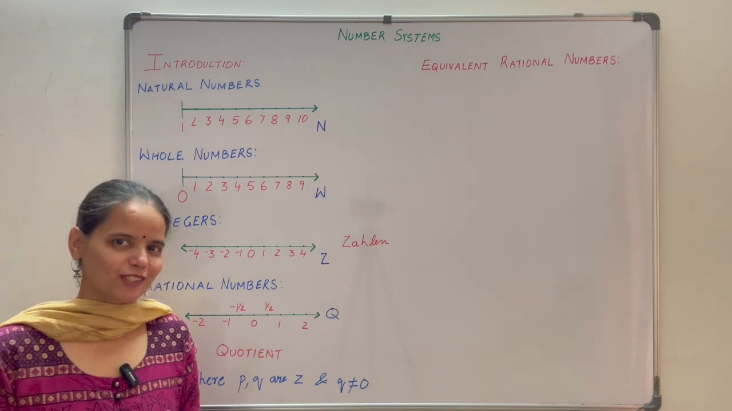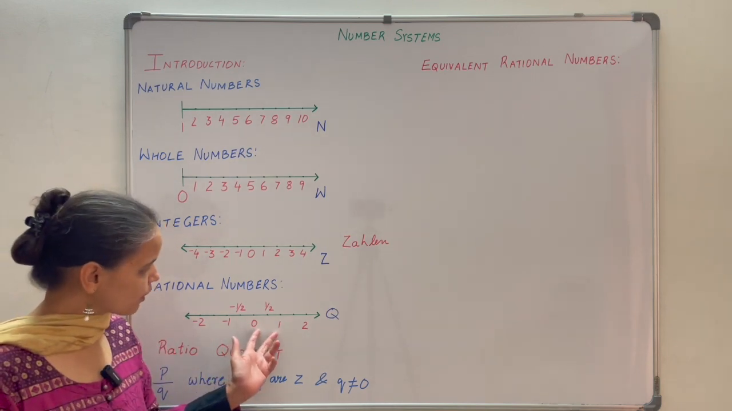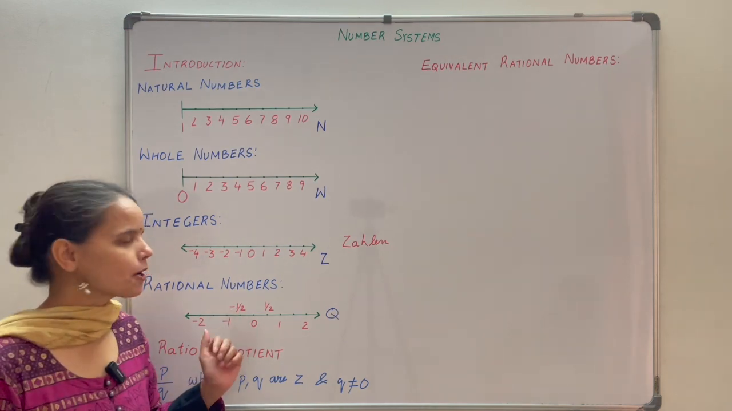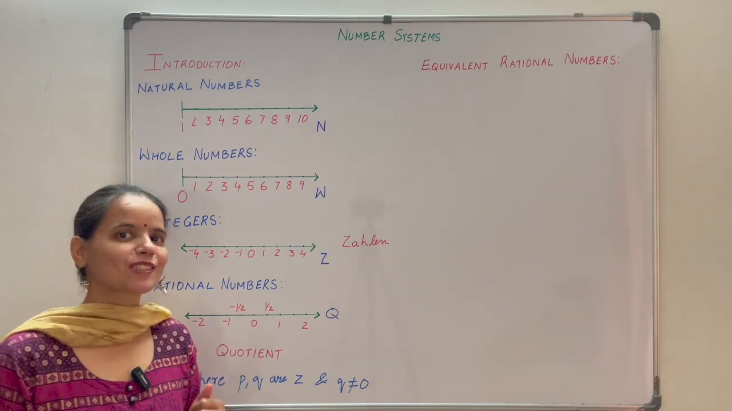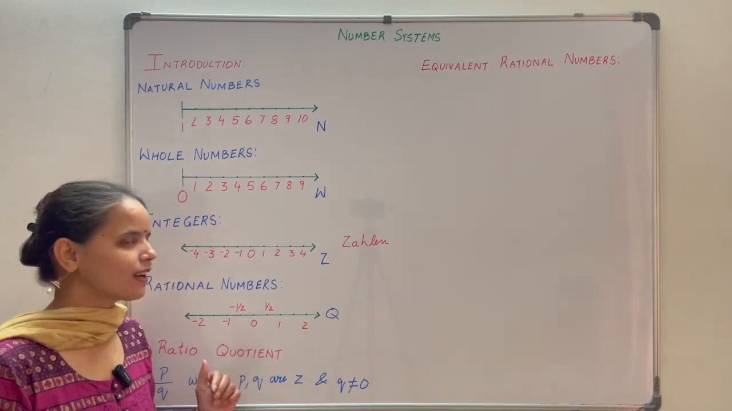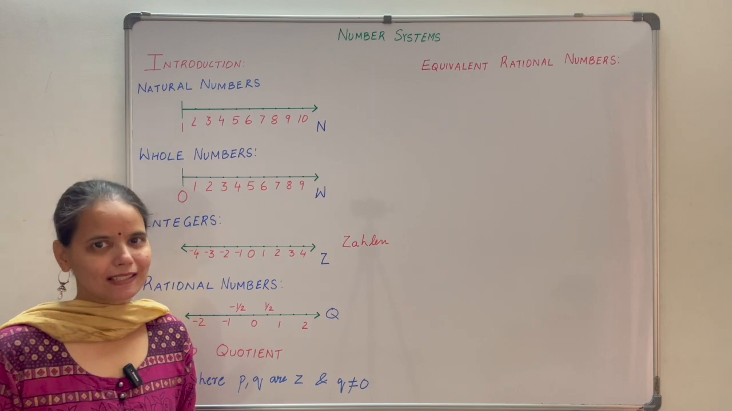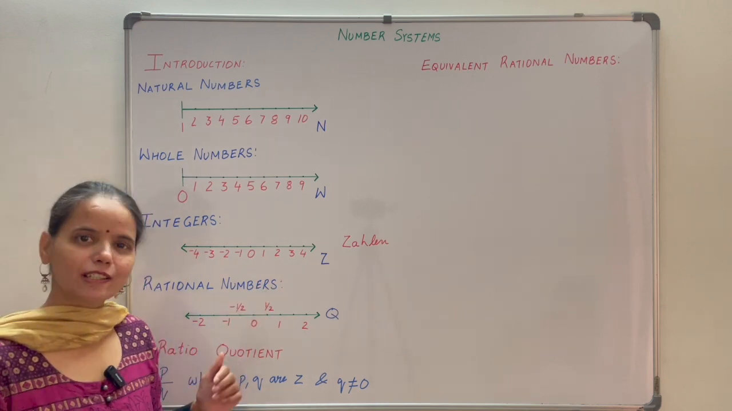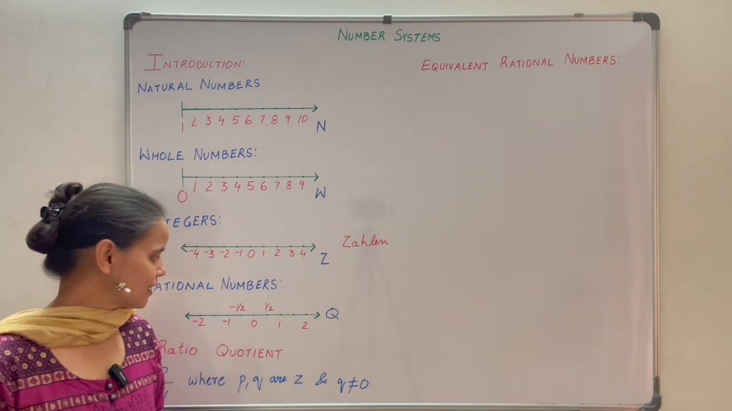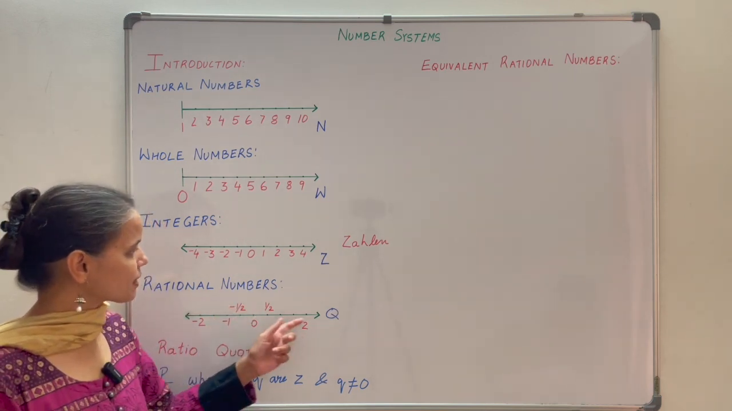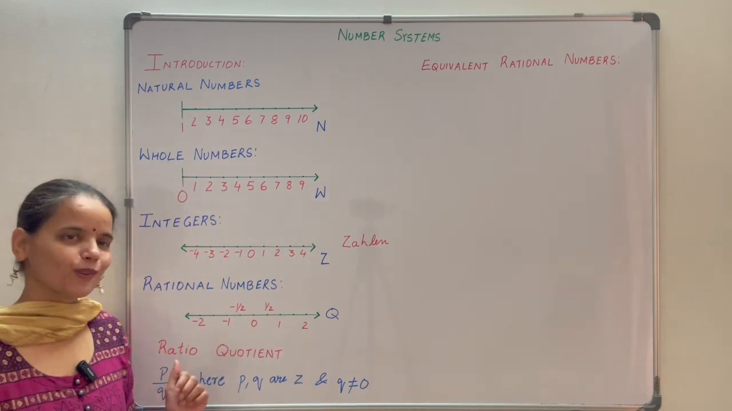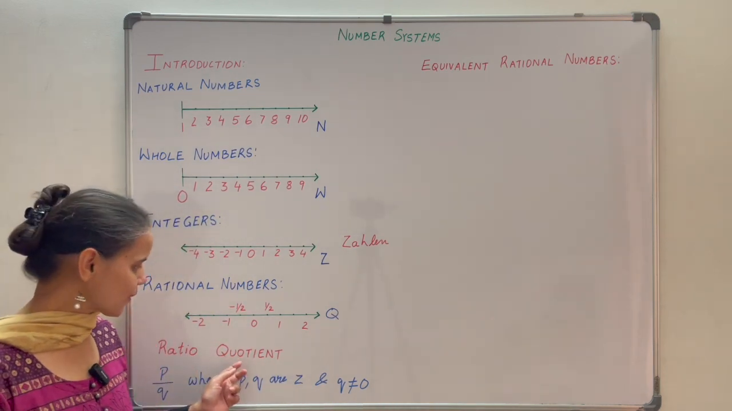But in the case of the rational number line, you can see between 0 and 1, I have marked 1 by 2. And between 0 and minus 1, I have marked minus 1 by 2. Does that mean there is only one rational number between 0 and 1 or between 0 and minus 1? I'll come back to this question later. But you can clearly see the difference between the number line of integers and that of rational numbers. Rational numbers are represented by the symbol Q. Rational has come from the word ratio and Q has come from the word quotient.